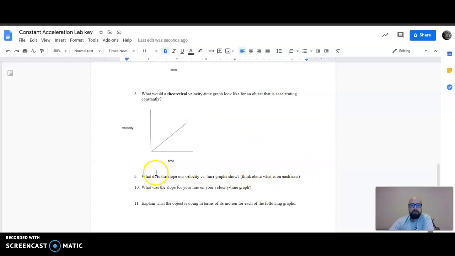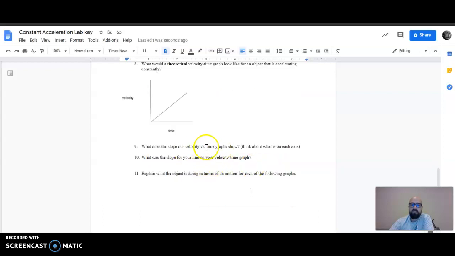And then here, as we move to number 9, what does the slope of our velocity versus time graph show? So if I found the slope of this line right here, slope is change in y, change in velocity, over change in x, time. So the slope of a velocity time graph is acceleration. And so you've got to start to know that. Some kids are like, I don't know what this question means. In which case, if you're looking at a question and you don't know what it means, then you want to reach out for some help so I can clarify that for you.